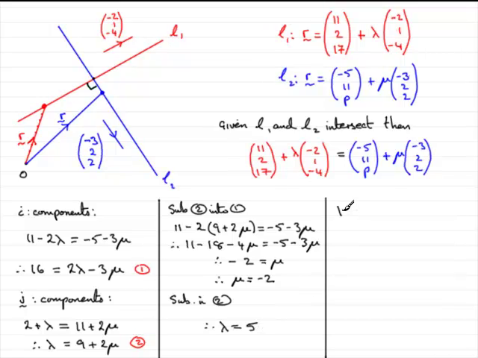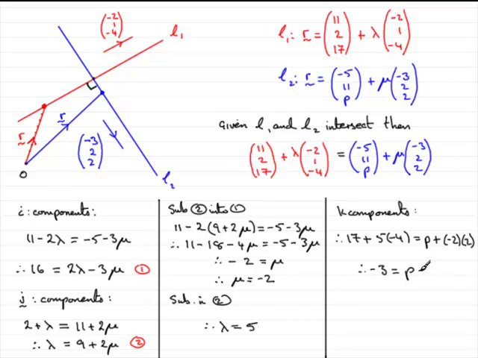Now all we need to do is look at the k components, because we can get what p is now that we know what lambda and mu are. We've got 17 plus lambda times minus 4, so 17 plus 5 times minus 4, must equal p plus mu times 2, so p plus minus 2 times 2. If we work this out, 17 minus 20 leaves us with minus 3. On the right we've got p, and then minus 2 times 2, that's minus 4. If we add 4 to both sides, we end up with 4 take 3, which is 1, and that equals p. So p is equal to 1.